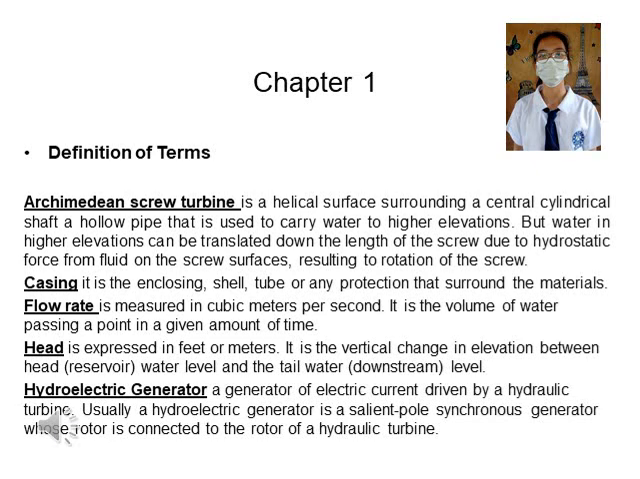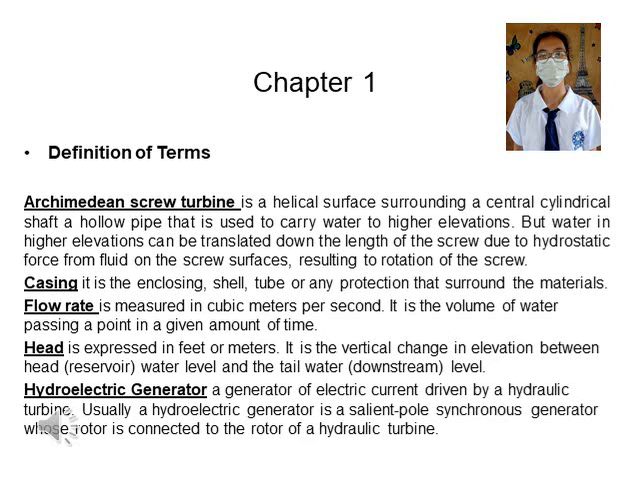Definition of terms. Archimedean screw turbine is a helical surface surrounding a central cylindrical shaft, a hollow pipe that is used to carry water to higher elevations. But water in higher elevations can be translated down the length of the screw due to hydrostatic force from fluid on the screw surfaces, resulting in rotation of the screw.